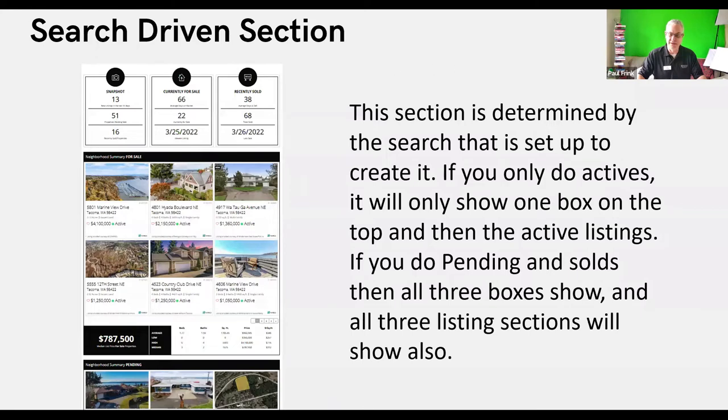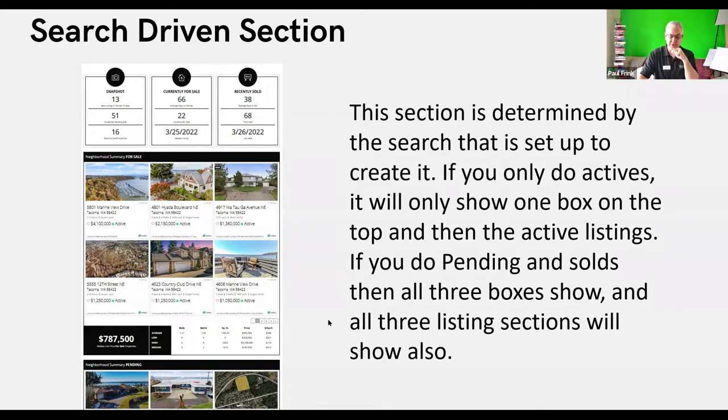Now let's talk a little bit about the top part of the report. The top part of the report is search driven. So however you set up the search, that's what's gonna show up. If you only click actives and pendings, then you will only see two of these buttons show up here. If you click actives, pending, and sold, you'll see all three of them, and then you'll see the three different sections. So on the websites, it defaults to just actives. So you have to go in there and actually change those. So make sure you're doing that when you do your search. That way you can get good statistics.